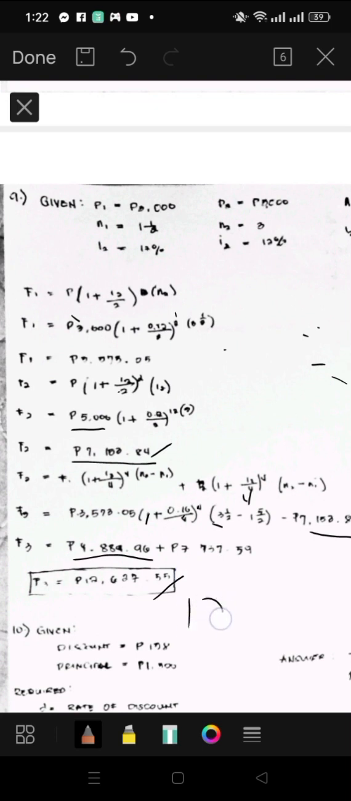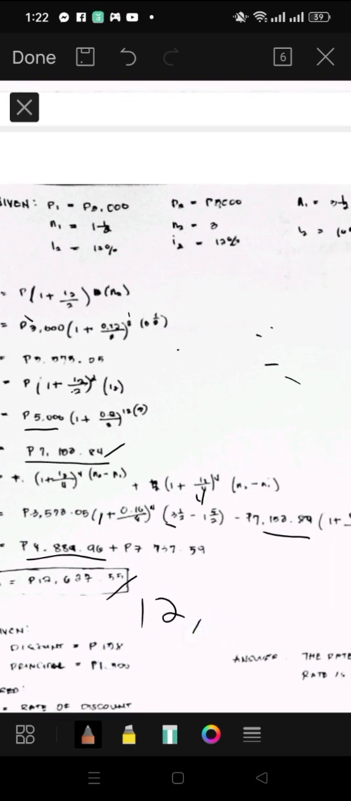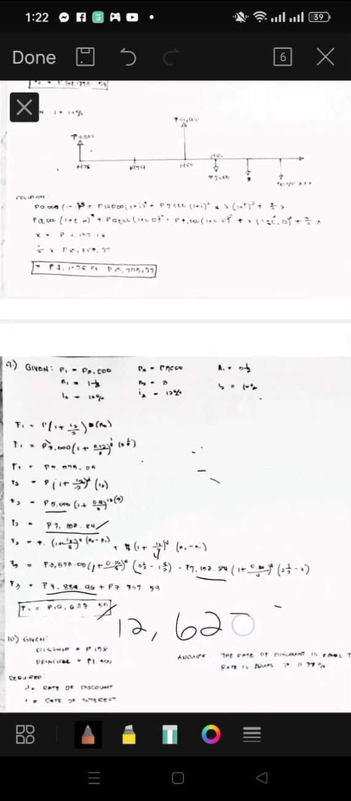So the final answer of F3 is when we add the two amounts, which is the payment. So the answer is 627.55.